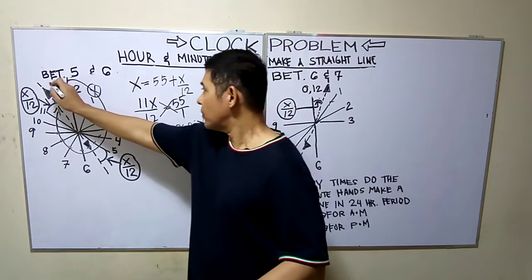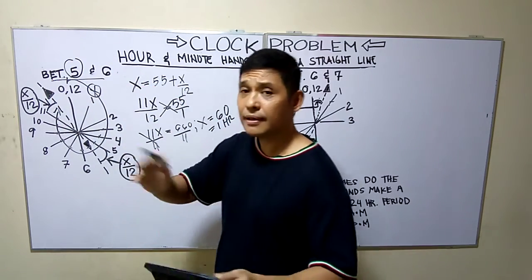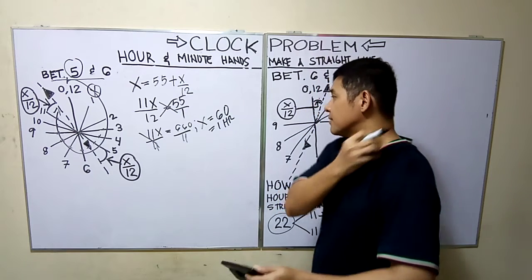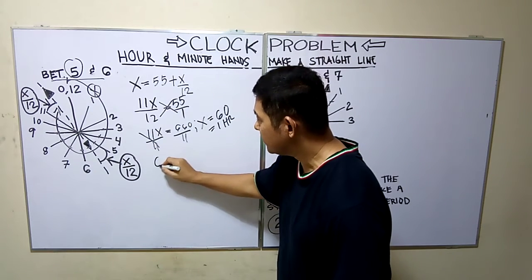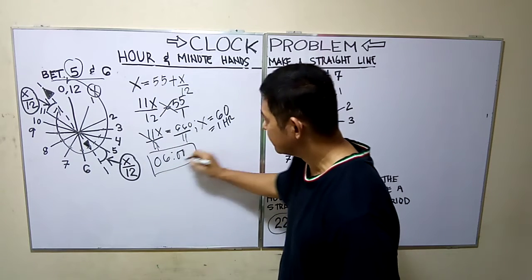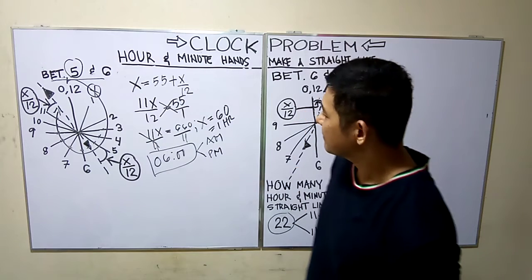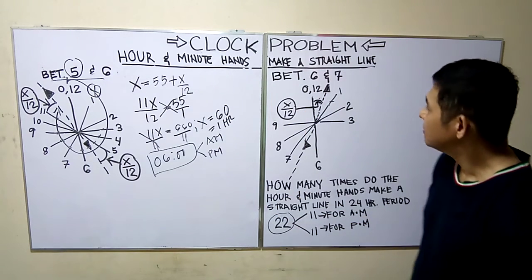So, mapapansin natin yung question is between 5 and 6. Therefore, yung 5 rito, padagdagan lang natin ng 1 hour. Therefore, magiging 06. So, ito po yung final answer natin para sa umaga at para sa PM. Punta tayo sa question number 2.